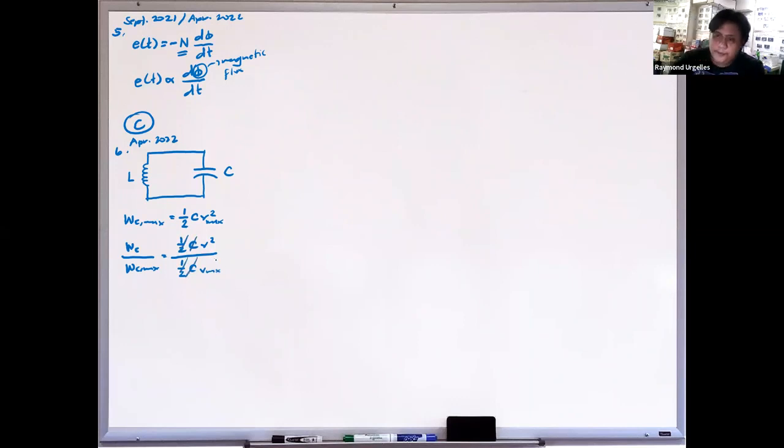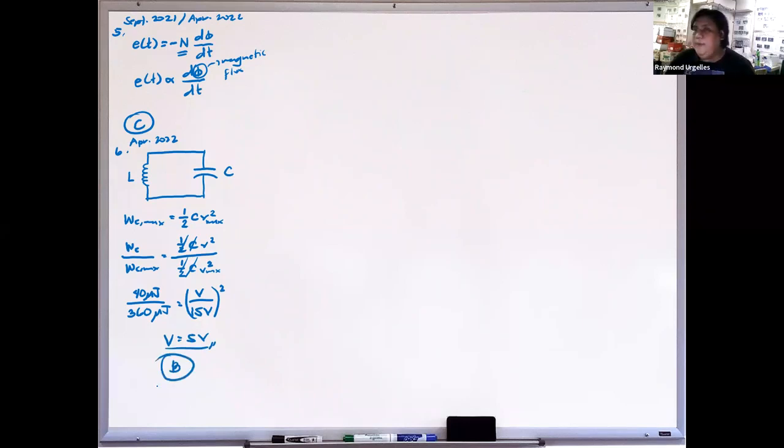Diba? Okay? So this will be given by, again, yung energy stored from the given is 40 microjoules. Yung maximum energy daw is 360 microjoules. Okay? So then this is equal to yung voltage na hinahanap natin, and the maximum voltage is given as 15 volts. Okay? So this quantity is squared. Solving for V, you will get 5 volts. Diba? So sagot natin dito is letter B. Okay? So any questions? Problem number 6.